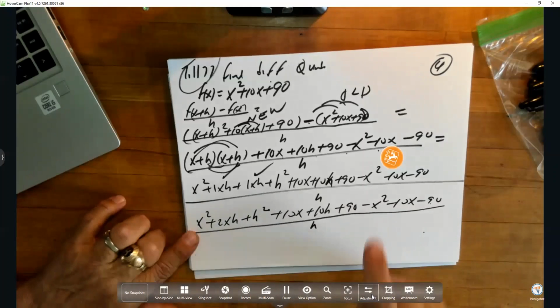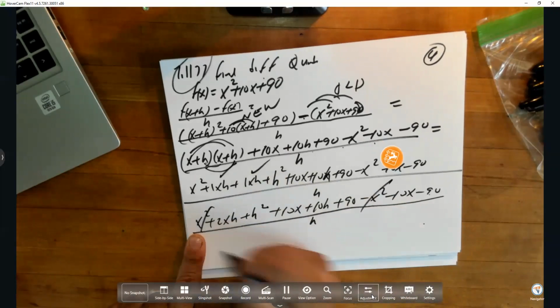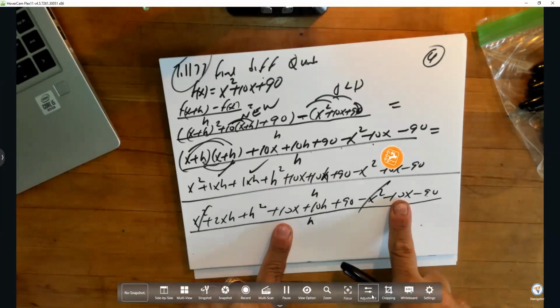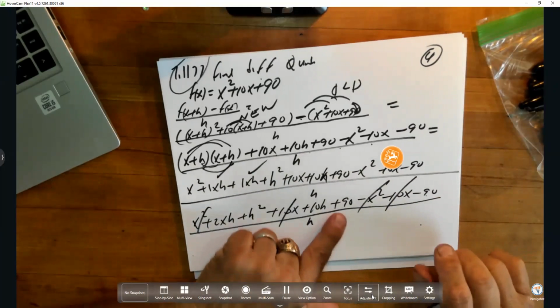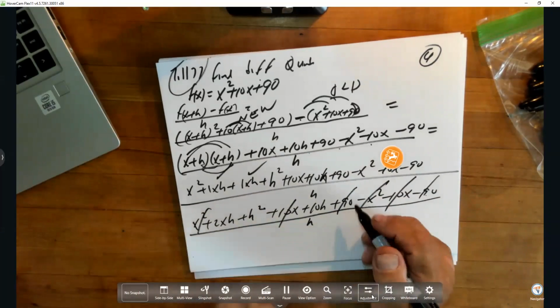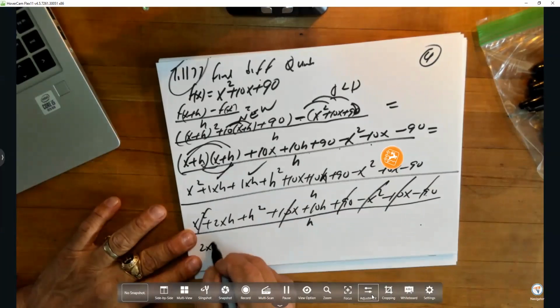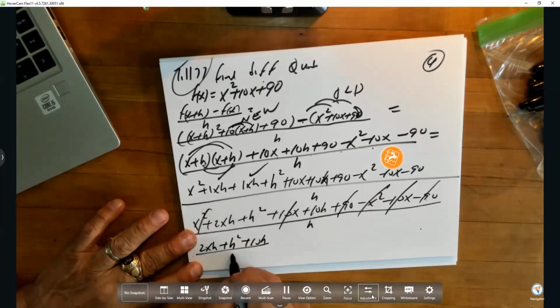Now, x squared and x squared, you think those are gone where my fingers are? Yes. And what about 10x and negative 10x? You think those are gone right here? Yes. And what else is gone? Positive 90 minus 90. That one's gone too. So what's left over is 2xh plus h squared plus 10h over h.